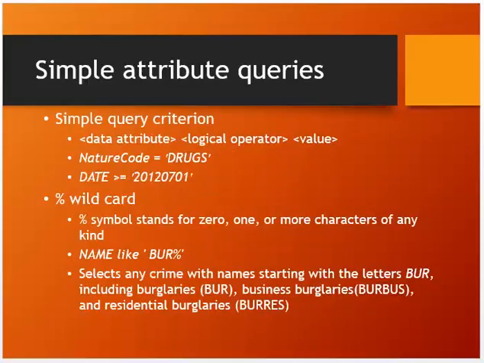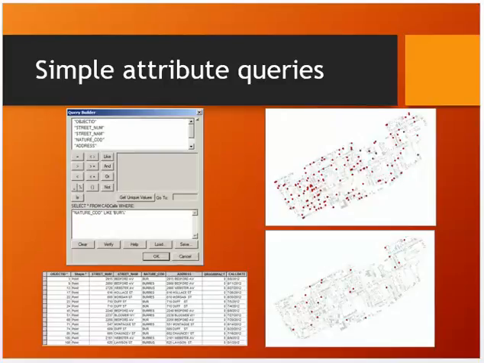Okay, so we use a language called SQL. The basic syntax is field name, equals, and then a value. Date equals, or greater than or equal to. You can also use wildcard symbols, the percent sign. So in that second bullet, name like BUR%, that'll bring back records that start with the letters BUR. Okay, so that's a tool to make life a little easier.